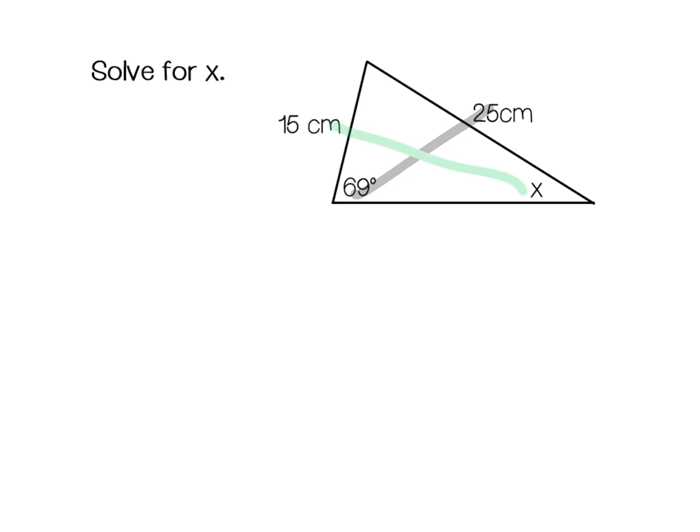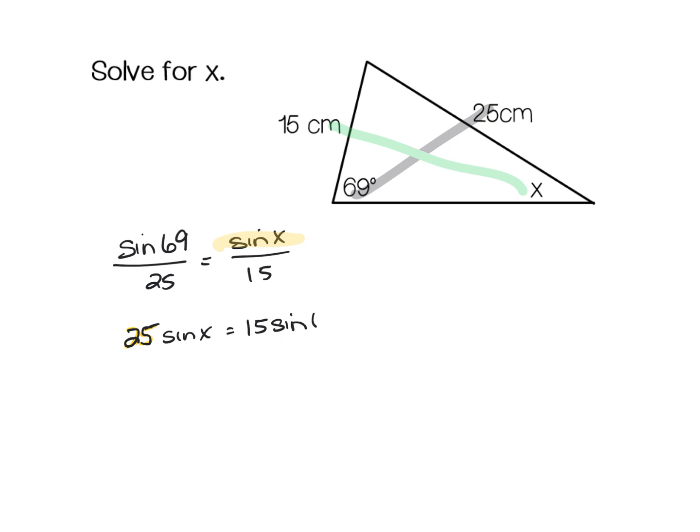So let's go ahead and set up our ratio. This part is the exact same thing. Okay, so this is what we did on the lesson before. So we have the sine of 69 over 25 equals the sine of x over 15. Okay, I still need to get x by itself. The problem is x is really the sine of x. So that's what I'm trying to isolate. So I can still cross multiply and say 25 times the sine of x equals 15 times the sine of 69.